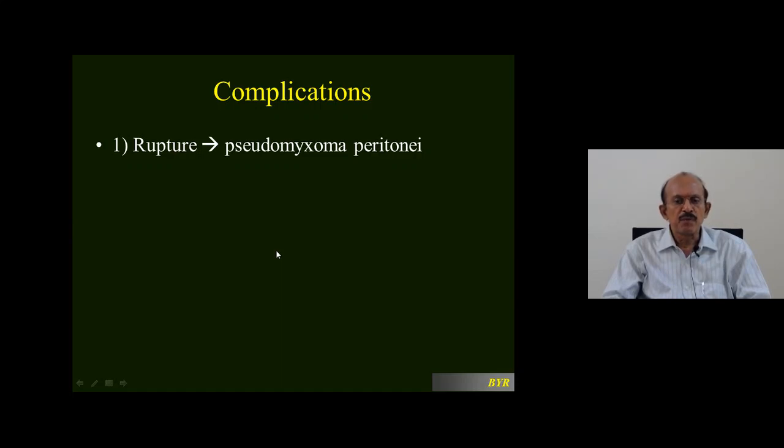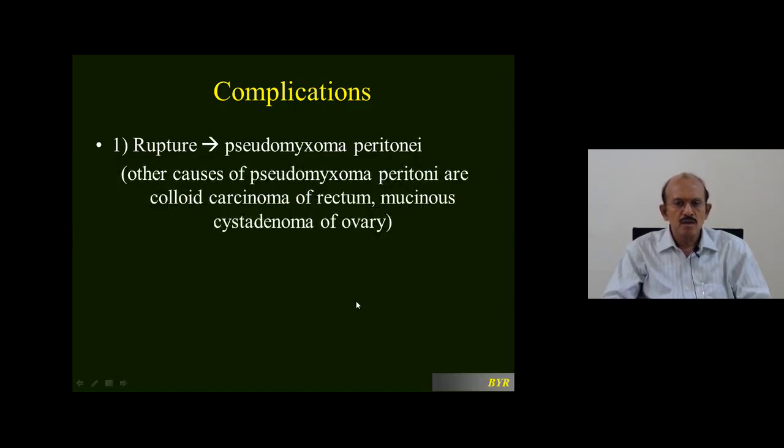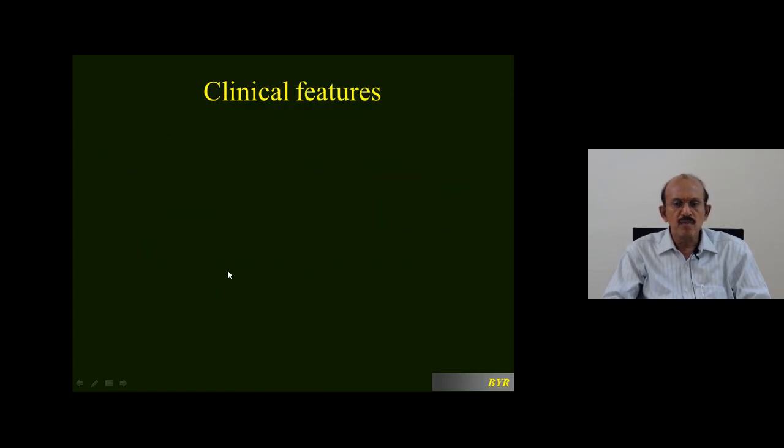Complications of mucocele: when it ruptures, it can produce a condition called pseudomyxoma peritonei. The other causes for pseudomyxoma peritonei are colloid carcinoma of the rectum and mucinous cystadenoma of the ovary. So these other two conditions also can cause pseudomyxoma peritonei. What is pseudomyxoma peritonei? I will explain it to you when we study the diseases of the peritoneum. The mucocele may be infected, may cause empyema of the appendix or pyocele of the appendix. Clinical features of mucocele: mild pain and tenderness in the right iliac fossa. Treatment is by appendectomy.